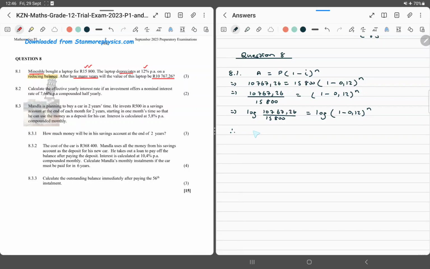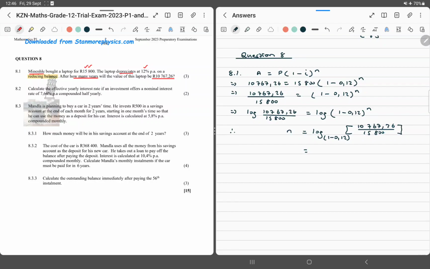At this juncture, n is going to be the log. Since we're going to divide by this log eventually, it's going to be log to the base 1 minus 0.12 of that number, 10,767.26 all over 15,838.